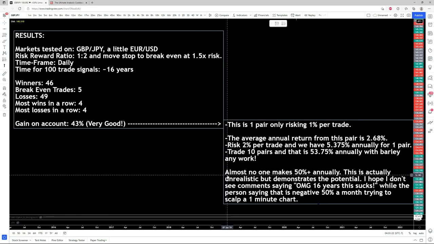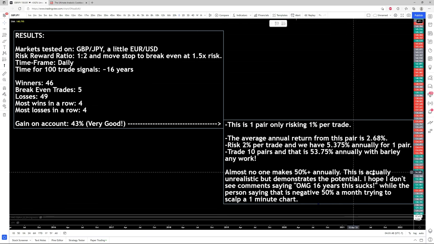Almost no one makes 50% plus annually. That's extremely rare, incredibly rare. And this is actually unrealistic, 50% plus annually. But it does demonstrate the potential of a strategy like this and trading on a daily time frame. So don't disregard something like this when you see that it has 16 years for 100 trade signals.